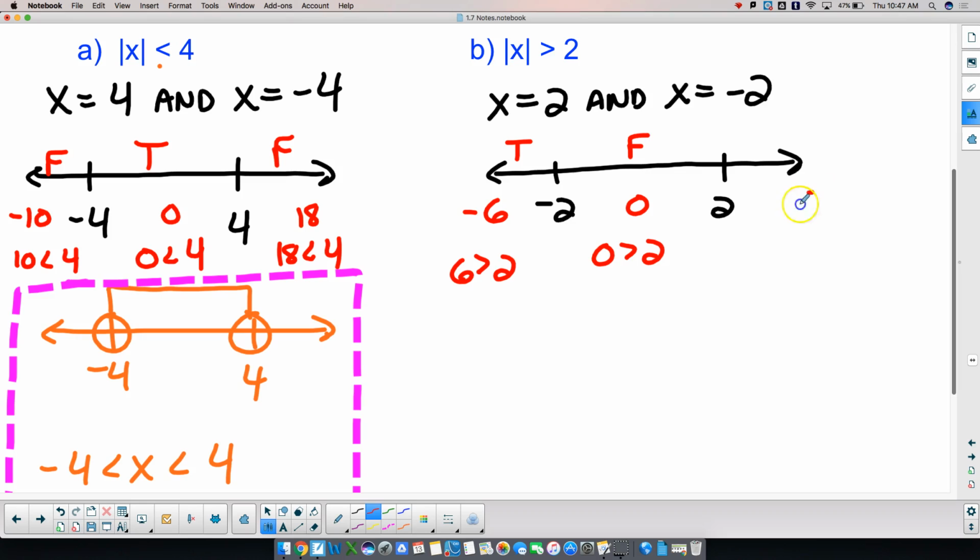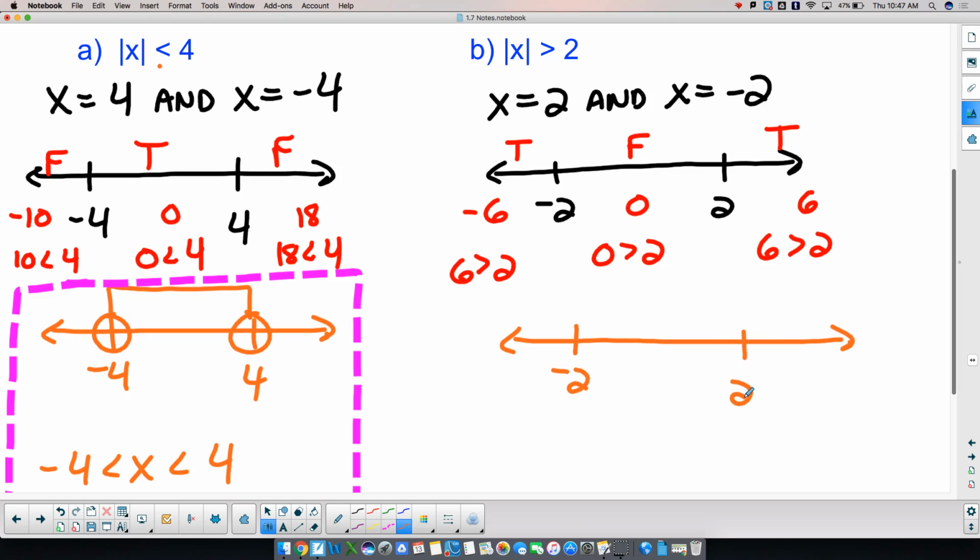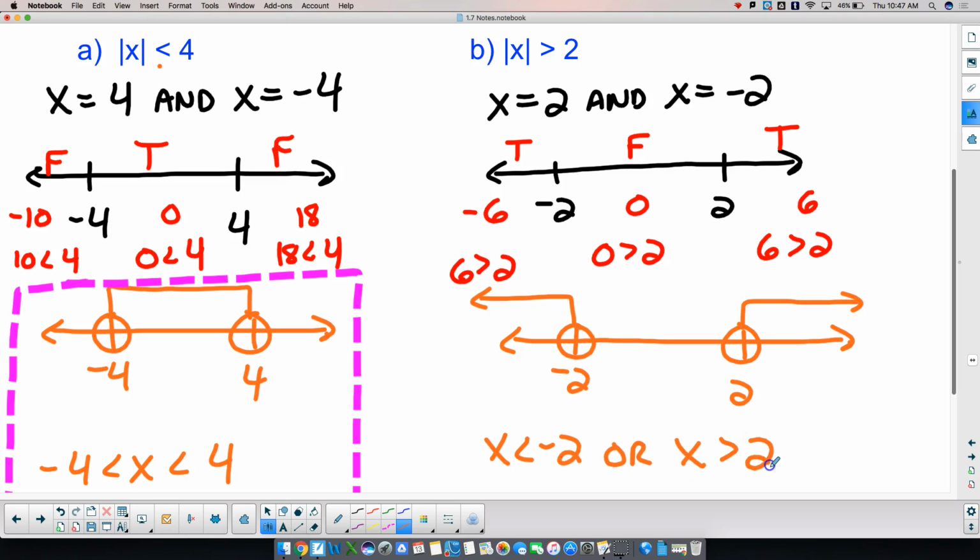Right zone. 6. Somebody likes the number 6, which is just fine. Absolute value of 6 is 6. Is 6 bigger than 2? Heck yeah, it is. So shabam, there it is. So my answer here then is going to be from -2 and +2. Again, I've got open dots, but now I am rowing the boat. Okay. So this would be x is less than -2 or x is greater than +2.